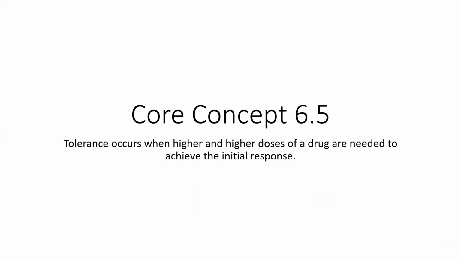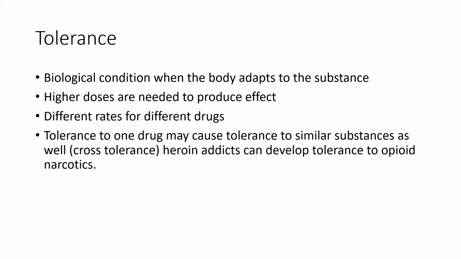Next is tolerance. Tolerance occurs when higher and higher doses of the drug are needed to achieve the initial response. I was giving you an example: the first day you were dependent on 200, then 250, then 300, 350, 400. So your body is becoming tolerant to the drug that you are giving it every day. It's a biological condition when the body adapts to the substance. Higher doses are needed to produce the effect, at different rates for different drugs.